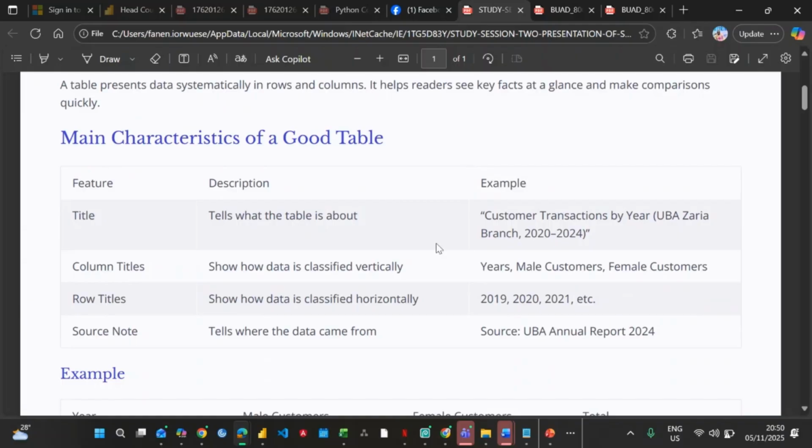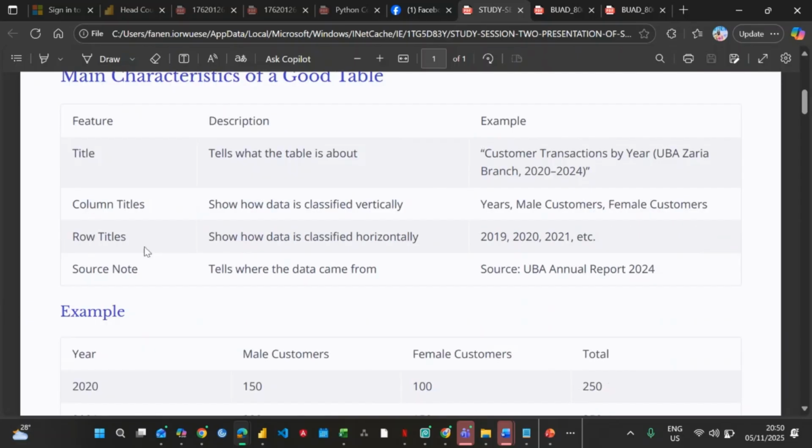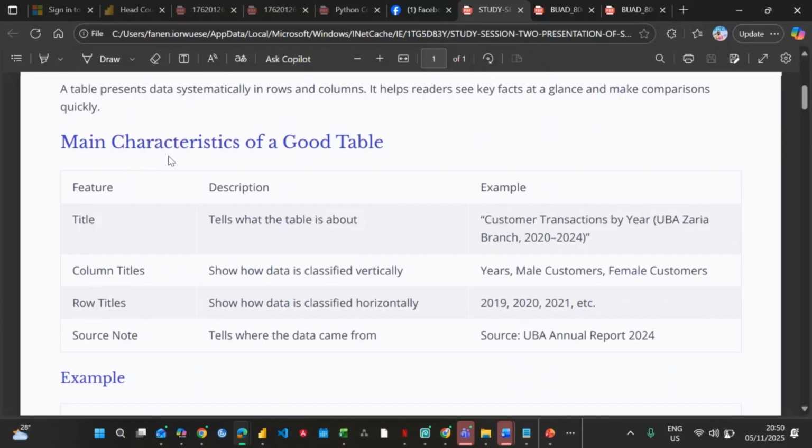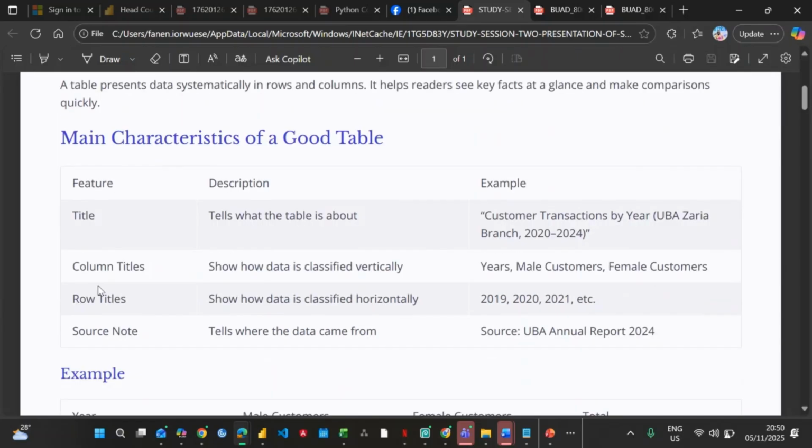So I can decide to say I have a particular table that shows data about customer transactions by year, from 2020 to 2024. The table also has columns. I said that a table presents data in rows and columns, right? So we have the columns, we have the rows, and we have the source note.